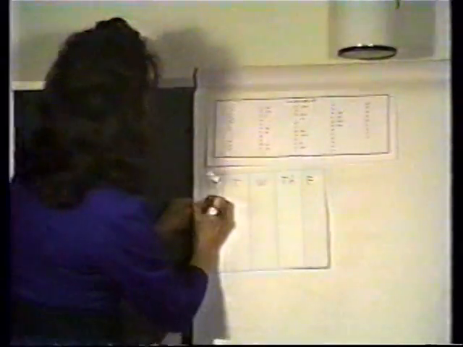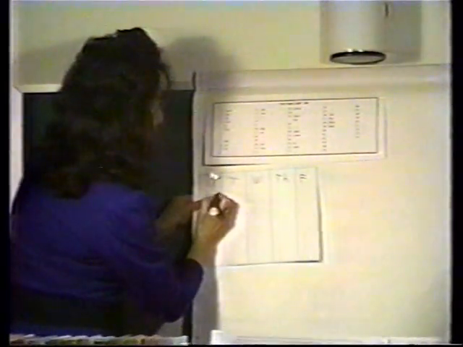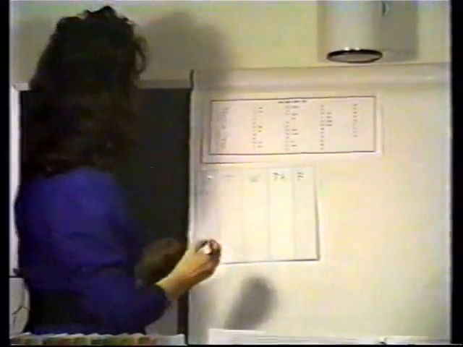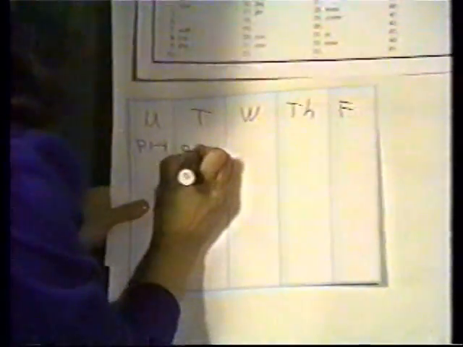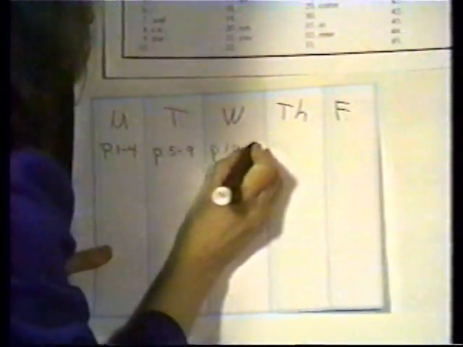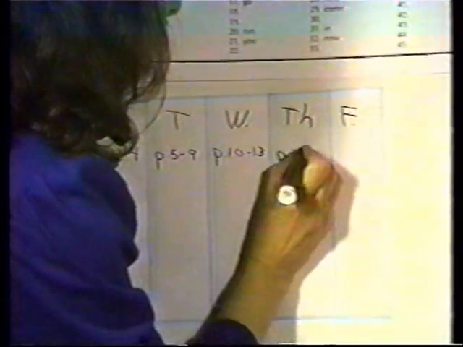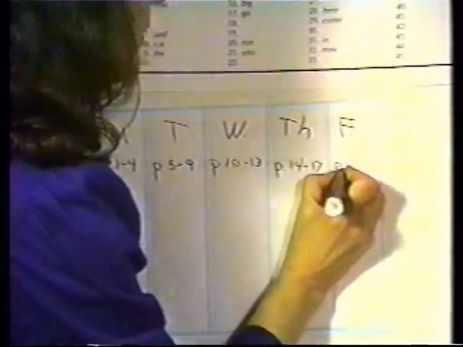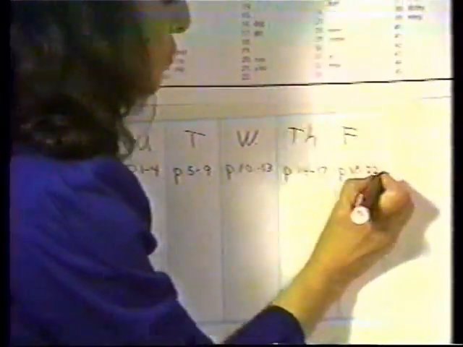Under Monday, write page 1 to 4. On Tuesday, write page 5 to 9. On Wednesday, write page 10 to 13. On Thursday, write page 14 to 17. And on Friday, write page 18 to 22.